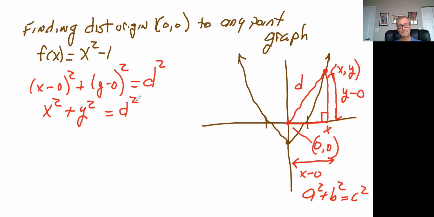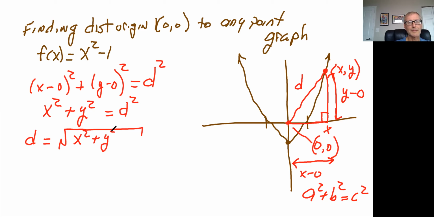So we're looking for distance d, right? So distance d, if we take the square root of both sides, it would end up being x squared plus y squared. What we are doing here in this derivation is we want an equation for distance that has a single variable associated with it. So you want to get rid of the y and just leave the x in there. So how do we do that?